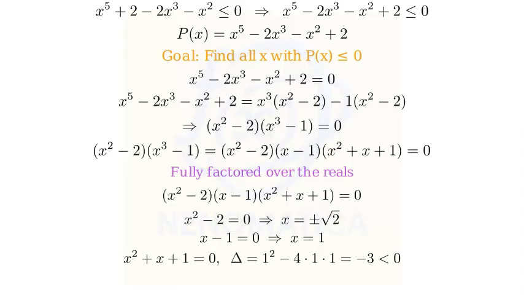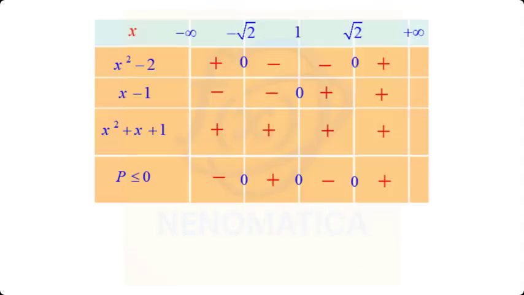Step 5. Build a sign table across the intervals determined by the critical points, negative square root of 2, 1, and positive square root of 2. Evaluate the sign of each factor in each interval, then multiply signs to get the sign of P of x. We want P of x less than or equal to 0, the negative regions, and the zeros.